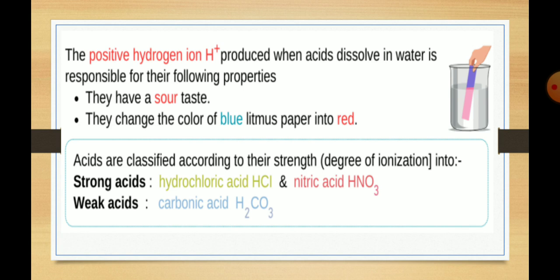So the positive hydrogen ion produced when the acid dissolves in water is responsible for the following properties. Number 1, they have a sour taste. Number 2, they change the color of blue litmus paper into red. So we have 2 types of acids, strong acid and weak acid. Strong acids such as hydrochloric acid and nitric acid, and weak acid such as carbonic acid.